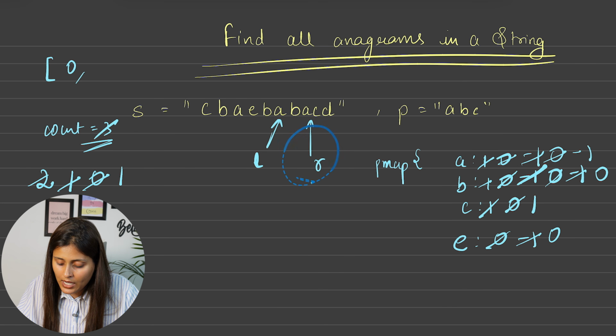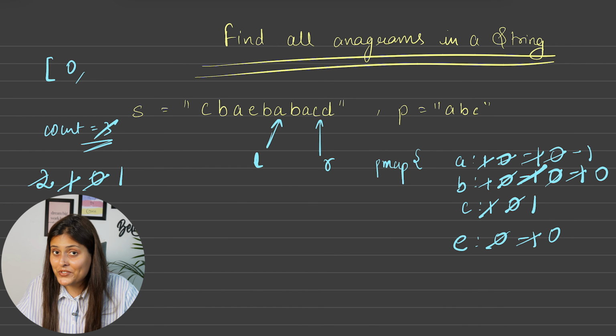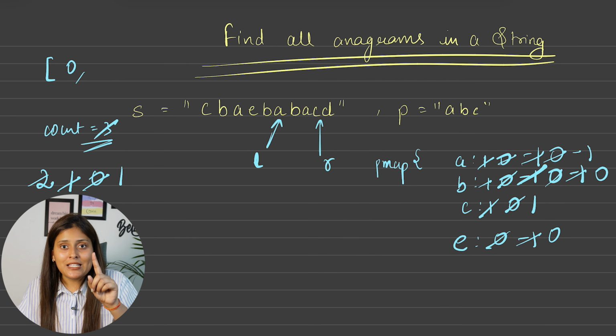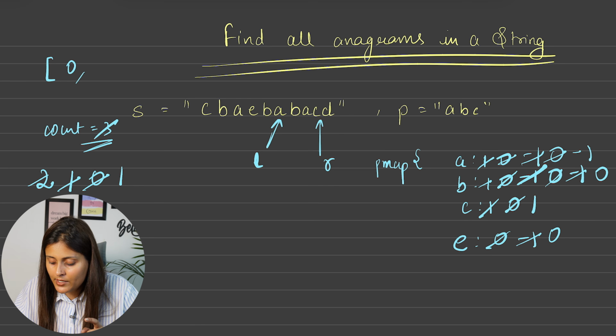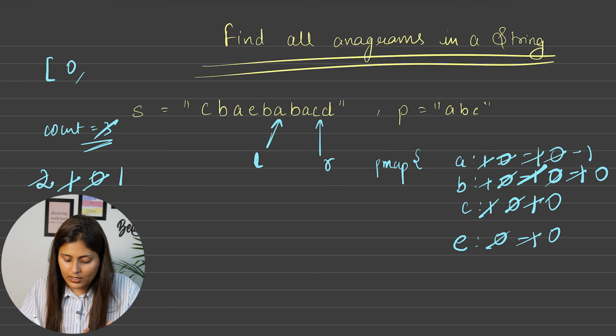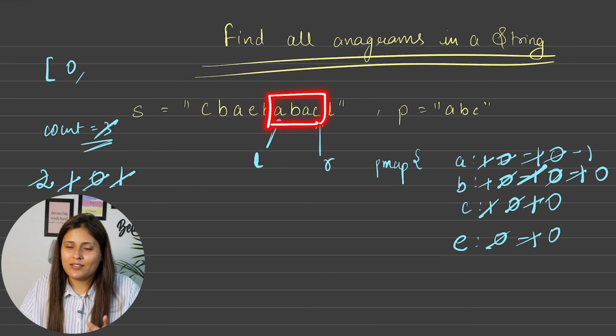Again we will move this R to C. Now what is the frequency for C? It is positive, means we need this. Okay. We will reduce the frequency, and can we touch count? Yes, because this was the required one. Count is 0, means this is valid, but the length is 4. We have to shrink. Okay.